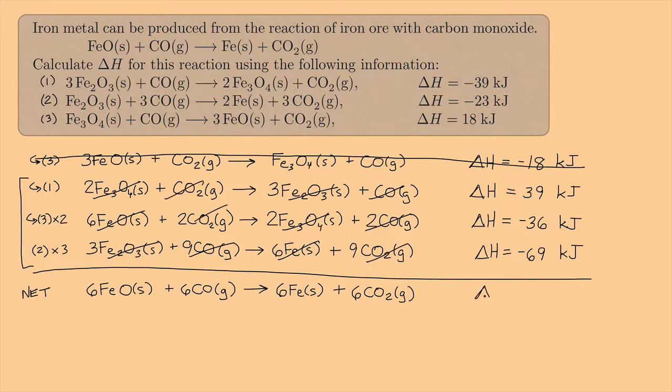And so now for the delta H's, I can add these values up. So I do 39 kilojoules minus 36 kilojoules minus 69 kilojoules, and you get negative 66 kilojoules.